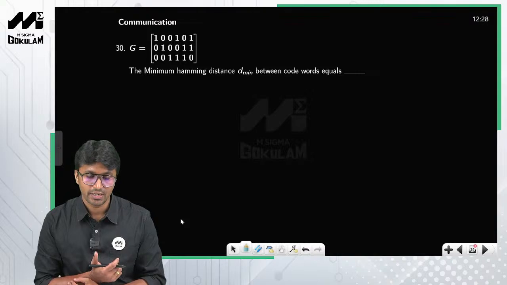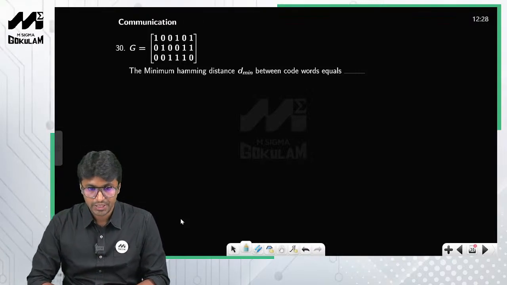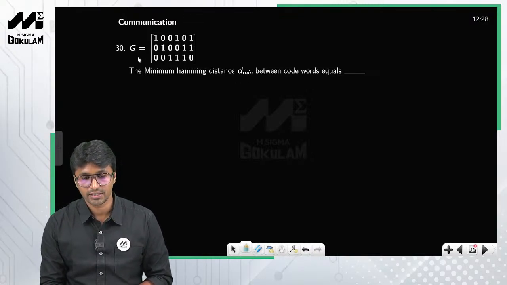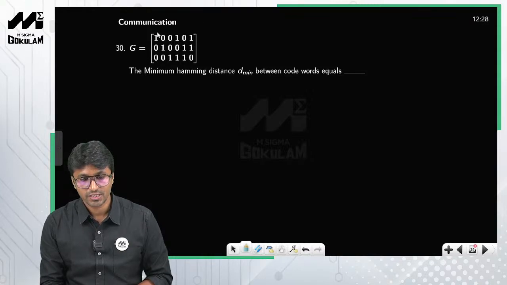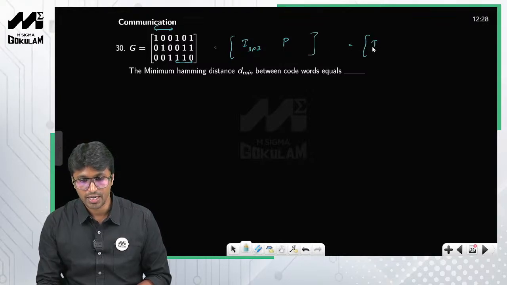This is from information theory and coding. He is asking you to calculate the minimum Hamming distance. If you look at the generator matrix, the first 3 columns are the identity matrix, so this is I 3 by 3, and obviously the rest will be the parity matrix P. What will be its order? The identity matrix is k by k, and the parity matrix has an order of k by n minus k.